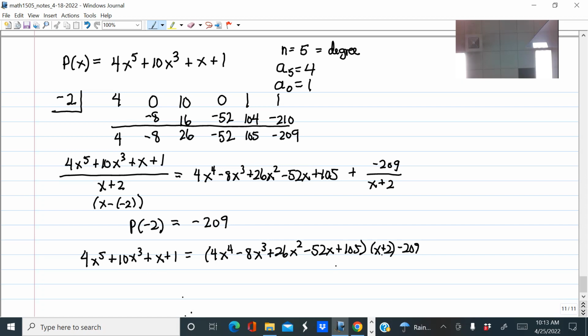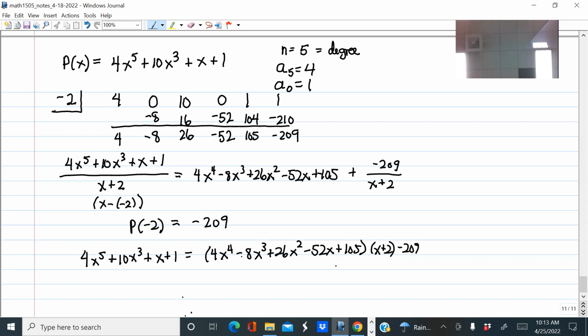What do you get? And you plug minus 2 in for x right here. Yeah, you get 0, right? So you get 0 times this. So all of this goes away. And what do you get left with? Just the minus 209, right?